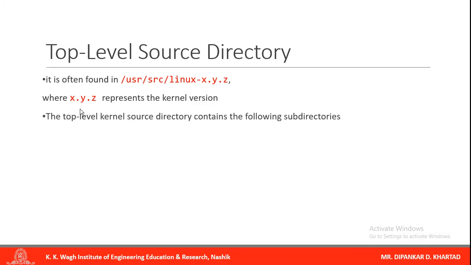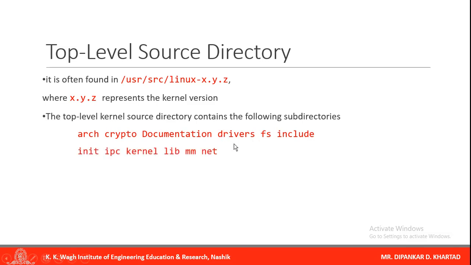The top level kernel source directory contains the following subdirectories. Which are the subdirectories? Architecture, crypto, documentation, drivers, fs, include, init, IPC, kernel, lib, net, scripts, security, sound, usr. So these are the subdirectories of the top level kernel.